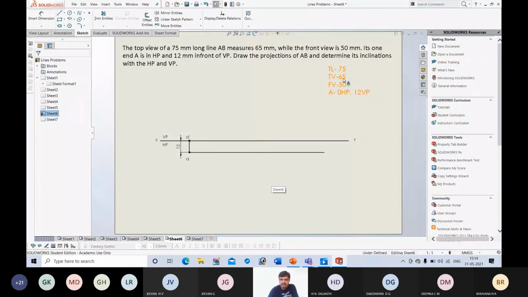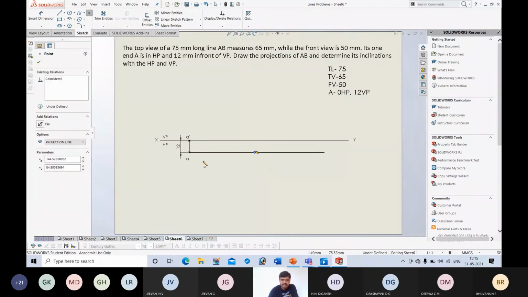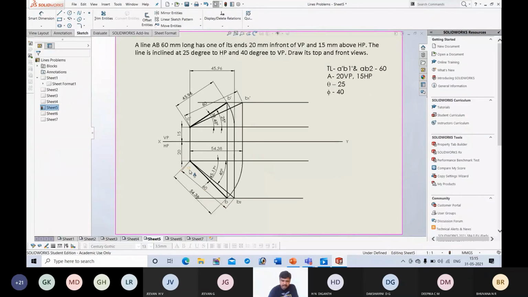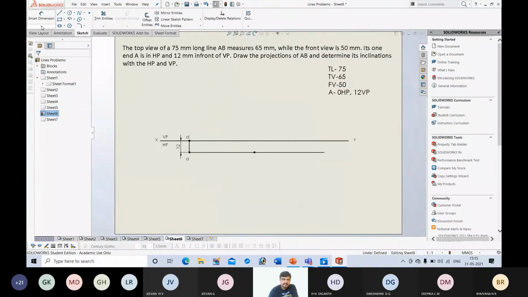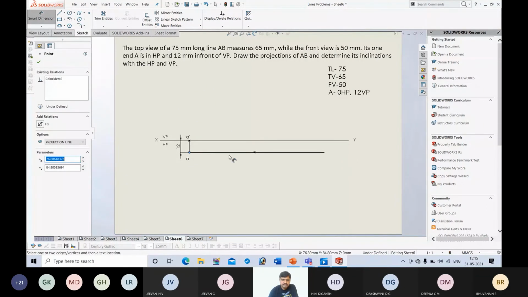Okay, top view it is 65. So I will locate top view length on locus of A, since A is the top view. Okay, so here you can observe A is the top view. So on the locus of A, I will locate top view length. On locus of A dash, I will locate front view length. Okay, so this length should be 65.